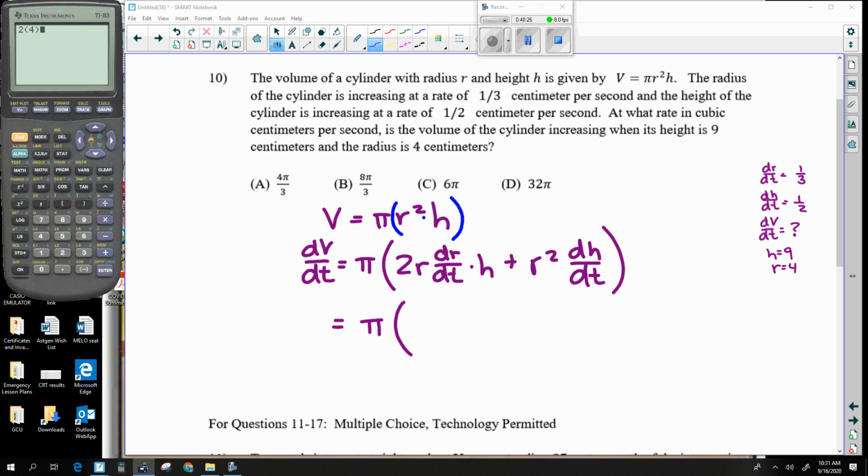2r, dr is 1/3, so 2r dr times h plus r squared dh. And so this is 32 pi, and this is volume, so that's going to be centimeters cubed per second.